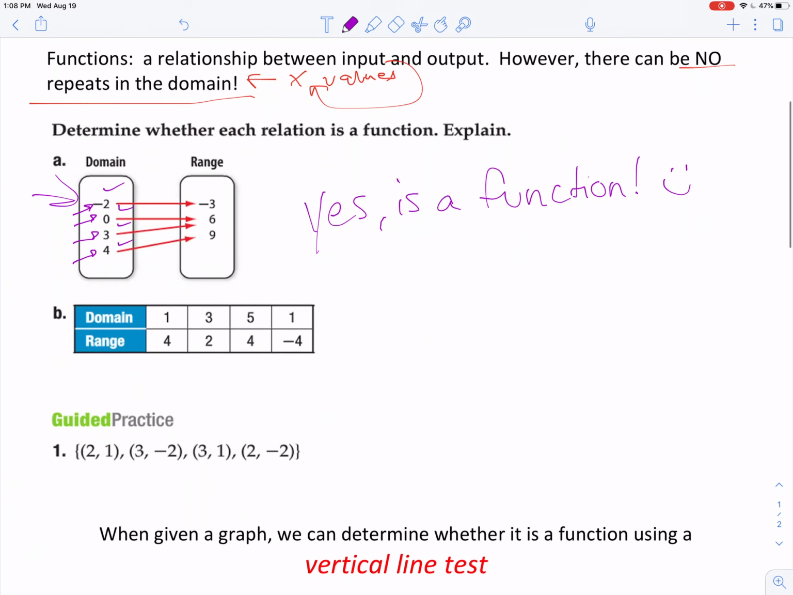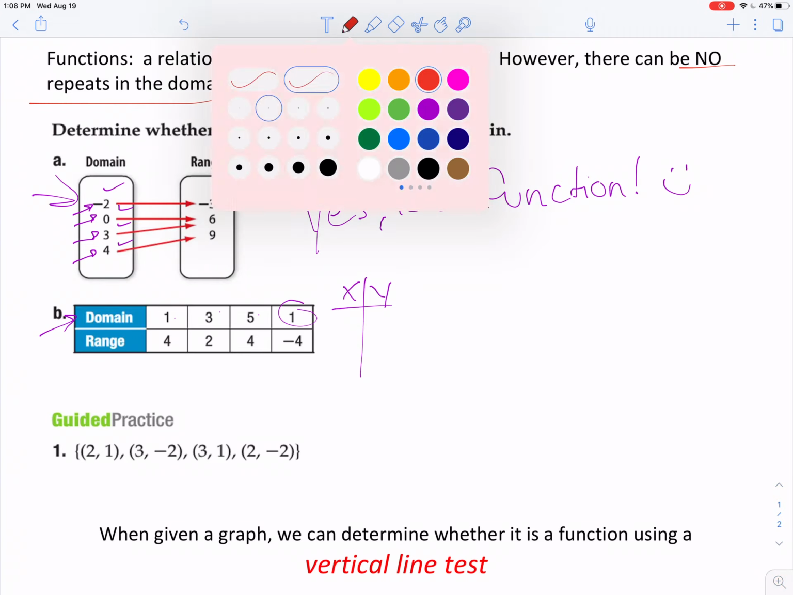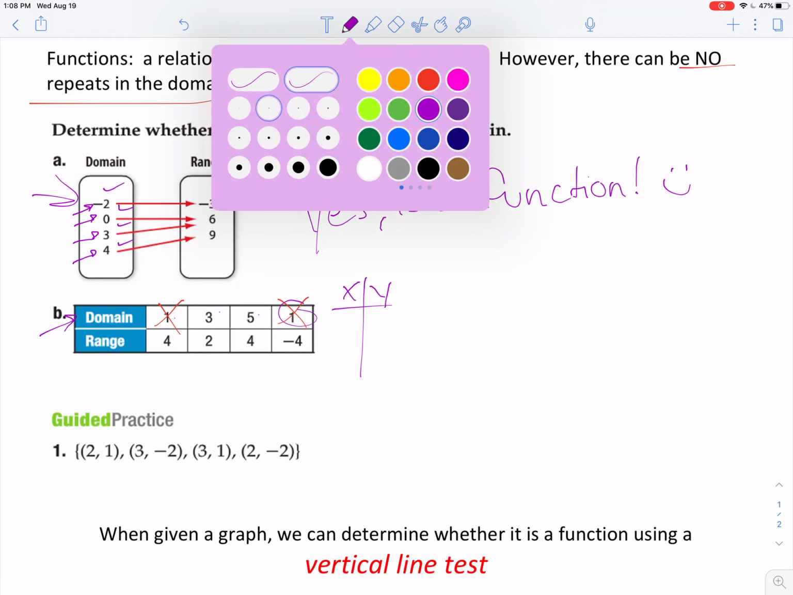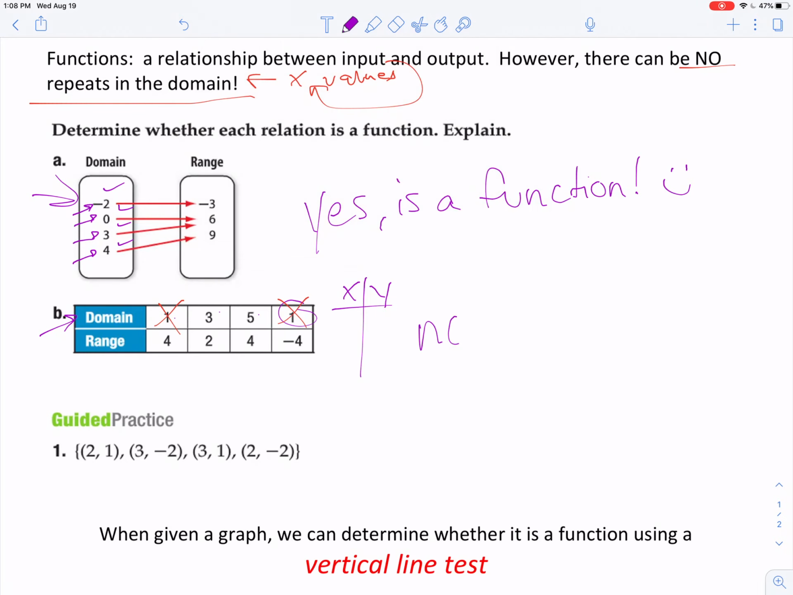Okay, but now notice B. This one's a table. Now we wrote our tables more like this. That's okay, this is just a sideways one. Again, look at the domain. Do you see any repeats? Here's a 1, here's a 3, here's a 5. Uh-oh, I have a 1 again. You cannot have any repeats. Get rid of that. Okay, so no. Not a function.